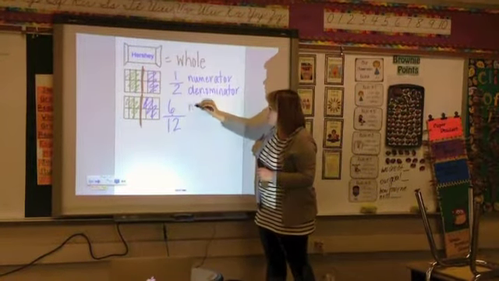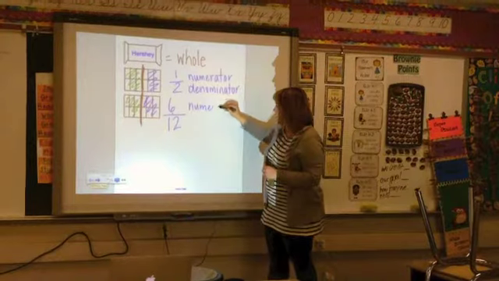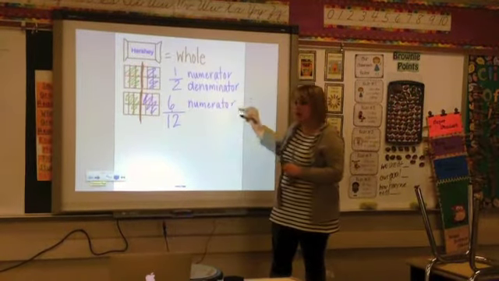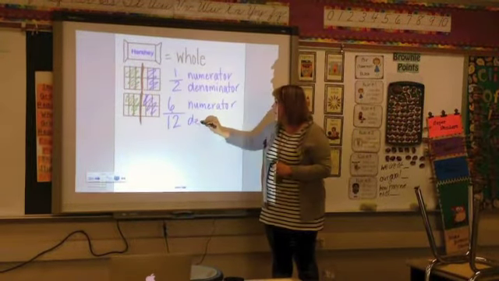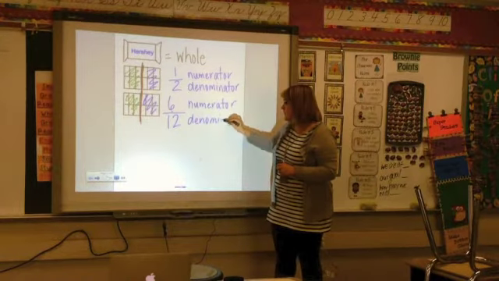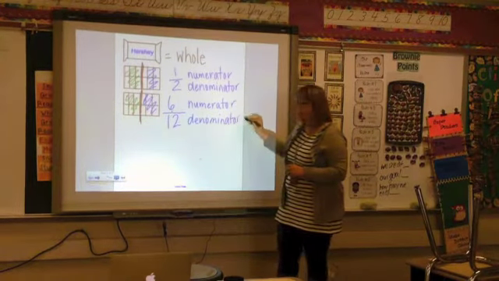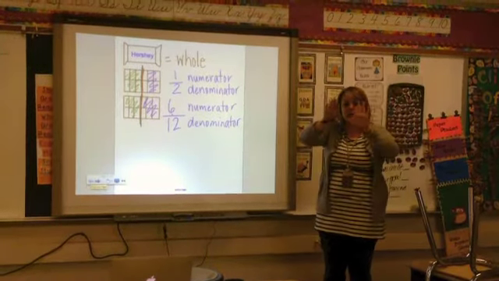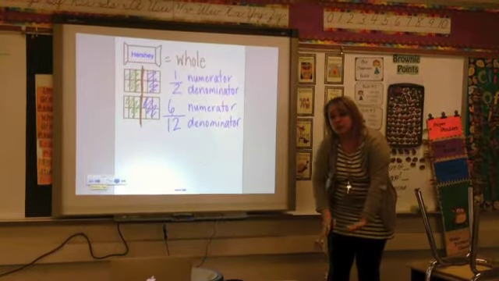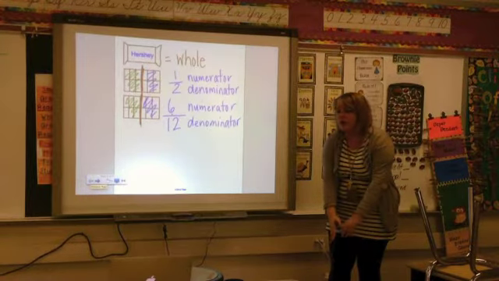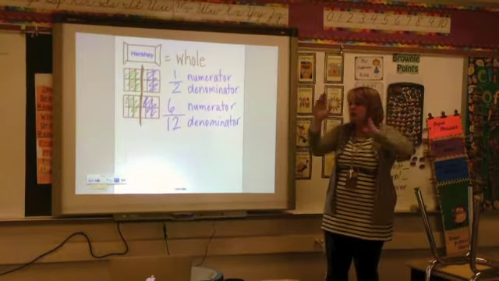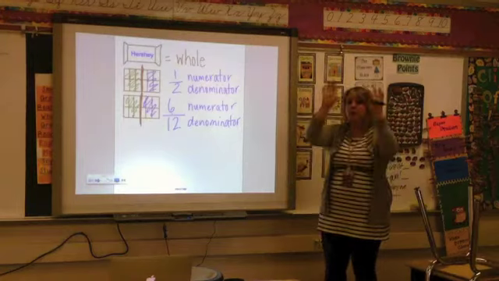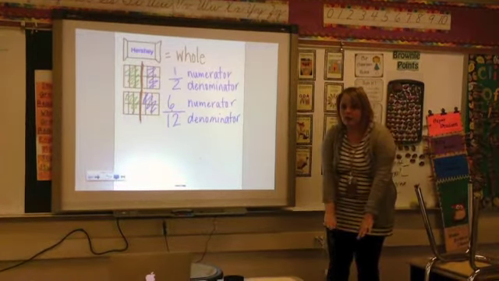6 is our numerator, how many pieces they had, and 12 is our denominator. This is how many total pieces are in the chocolate bar. So they each had 6 parts for them to eat. And in total, there were 12 parts in the whole chocolate bar. Numerator goes on top, denominator goes on the bottom. Part of what you have, what's totally there.